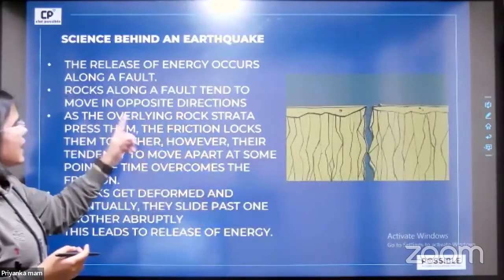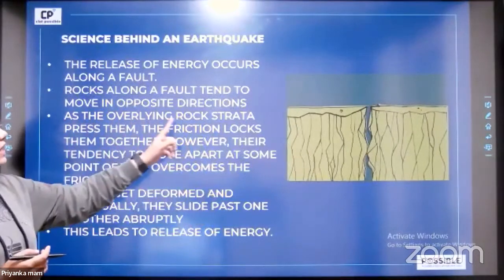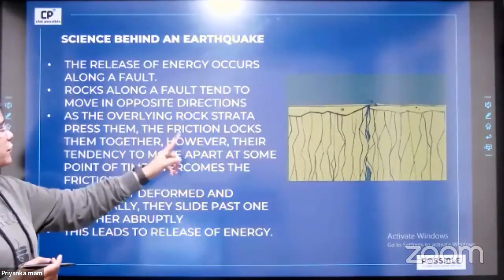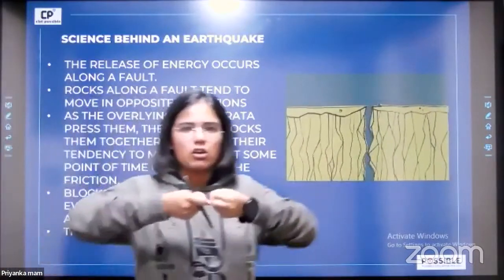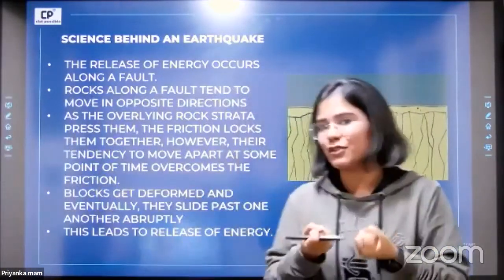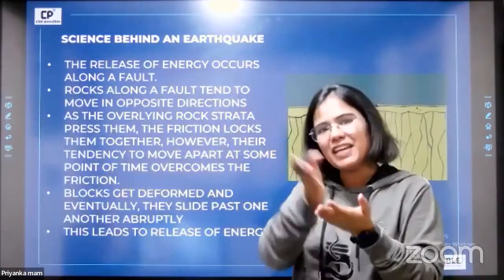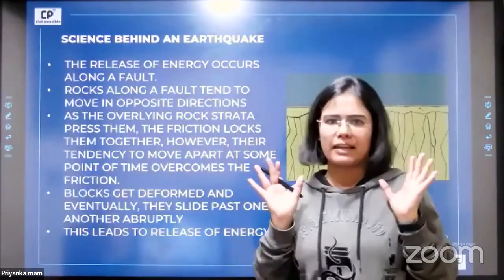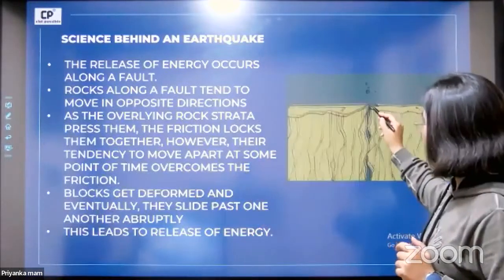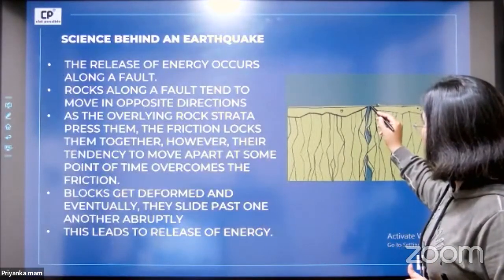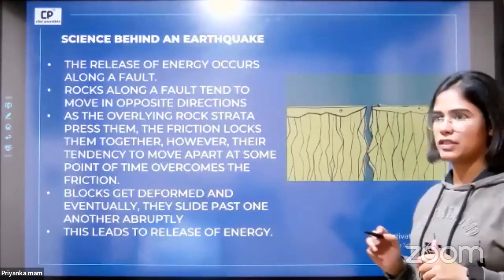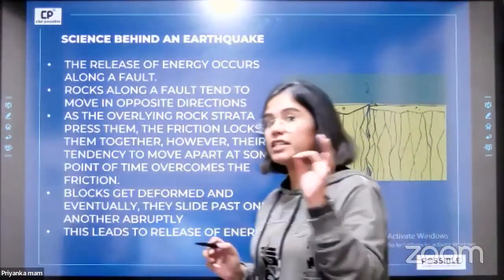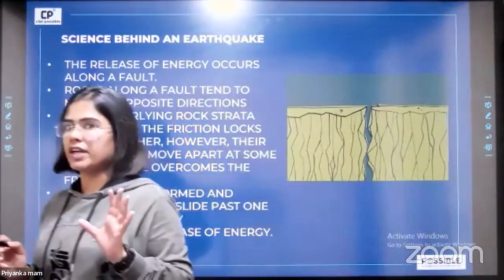So whenever that happens, as the overlying rock strata presses them, the friction locks them together. However, the minute the energy is a lot, it breaks, and it breaks from the weak point. That weak point is known as a fault line. The minute that fault line happens, the surface right above it, the rocks move in opposite directions. And what did I say? That energy is neither created nor destroyed.